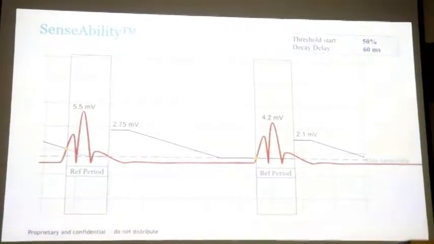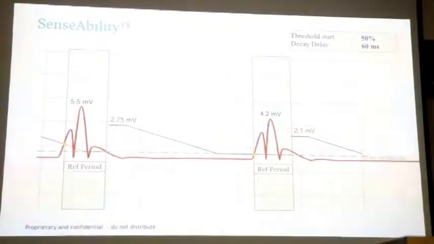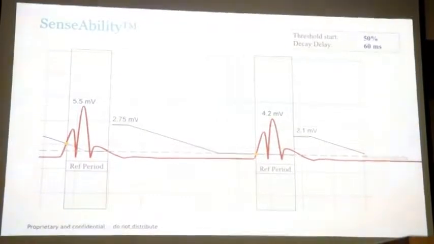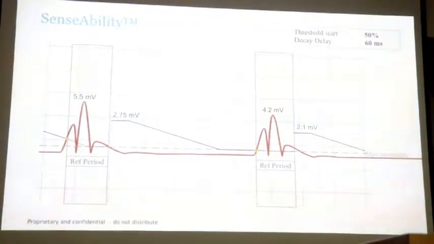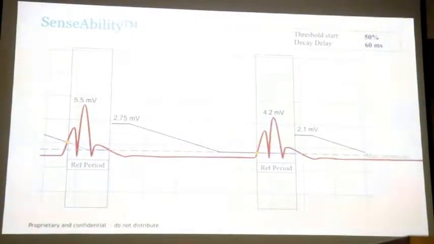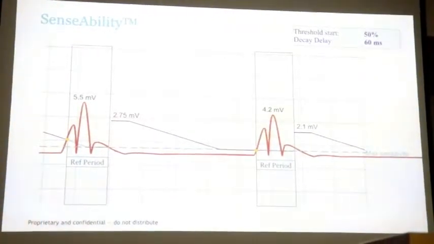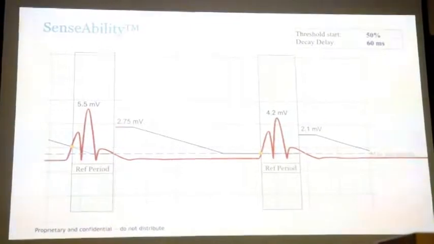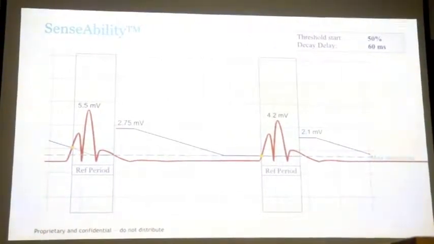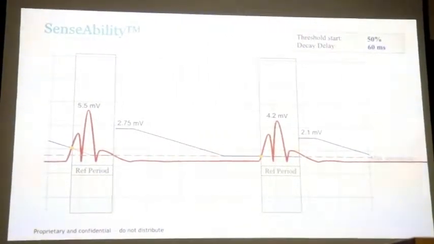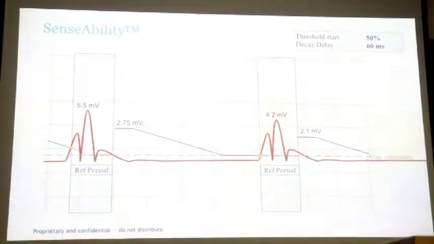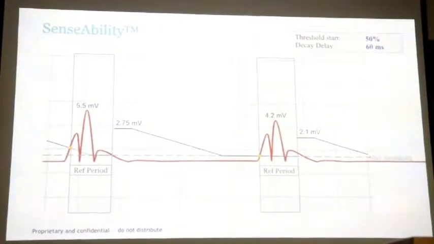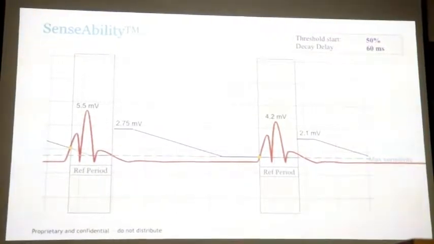So it'll take 50% of this here, and then it can hold that 50% value. This is called the threshold start value, the start of the threshold. There's 50% of this R wave. It will then hold that for a period of time. This is called a decay delay, and this is a programmable number as well. At the end of that, so this may be 60 milliseconds, so here we've got 50% and a decay delay of 60 milliseconds, it starts to get more sensitive.